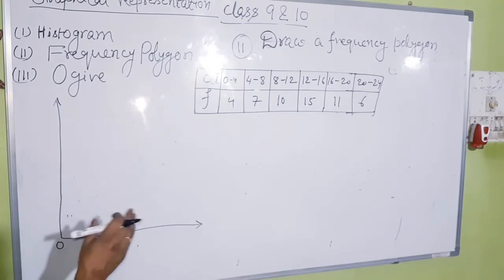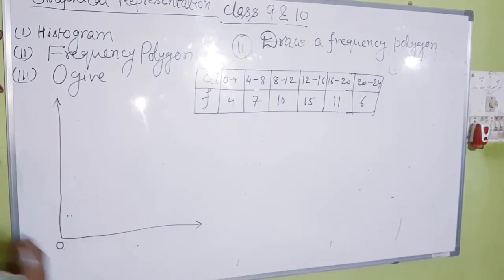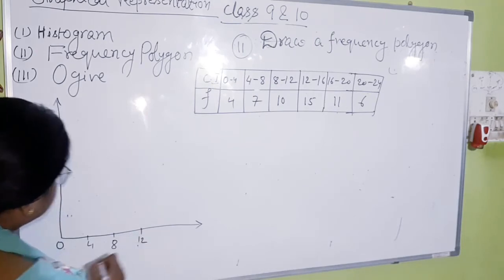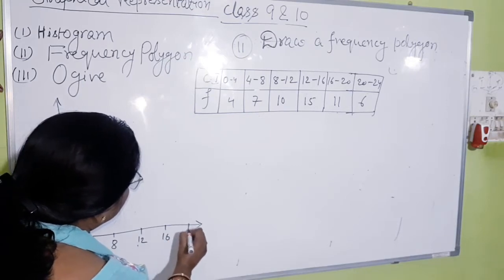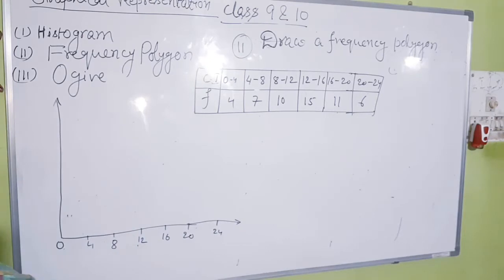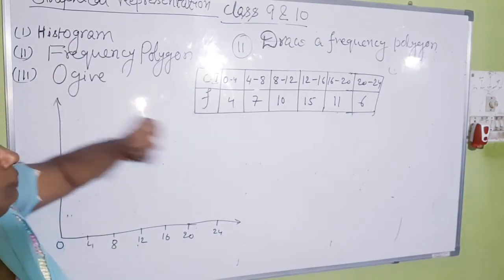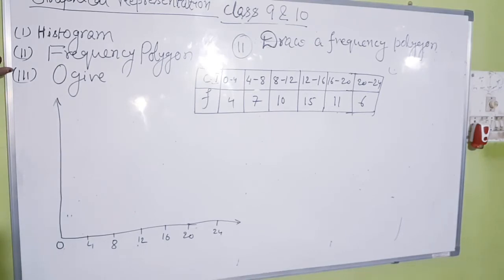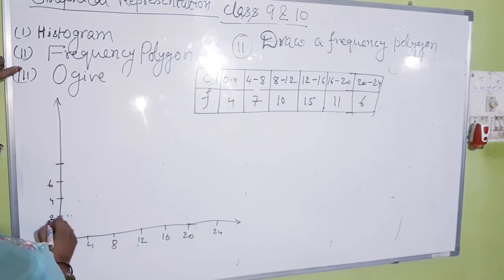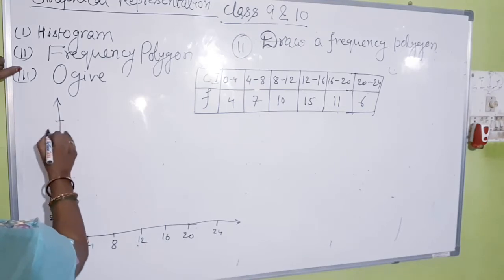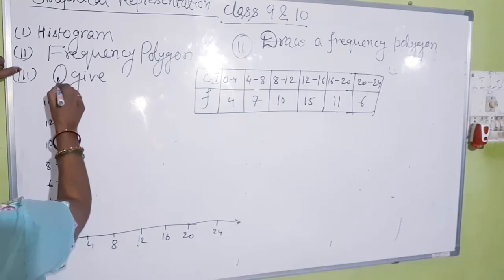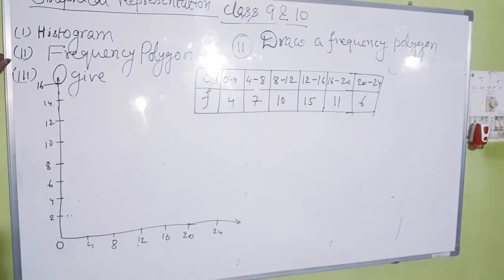And according to this reading, put their values. I am taking 0 to 4, because given is 8 to 12, 12 to 16, all are intervals of 4, 16 to 20, 20 to 24, like this it is given. And second, the lowest frequency is 4 and the highest is 15. So we have to divide it from 4 to 15. I'm taking an interval of 2: 2, 4, 6, 12, and then 14, 16. Now draw the histogram.